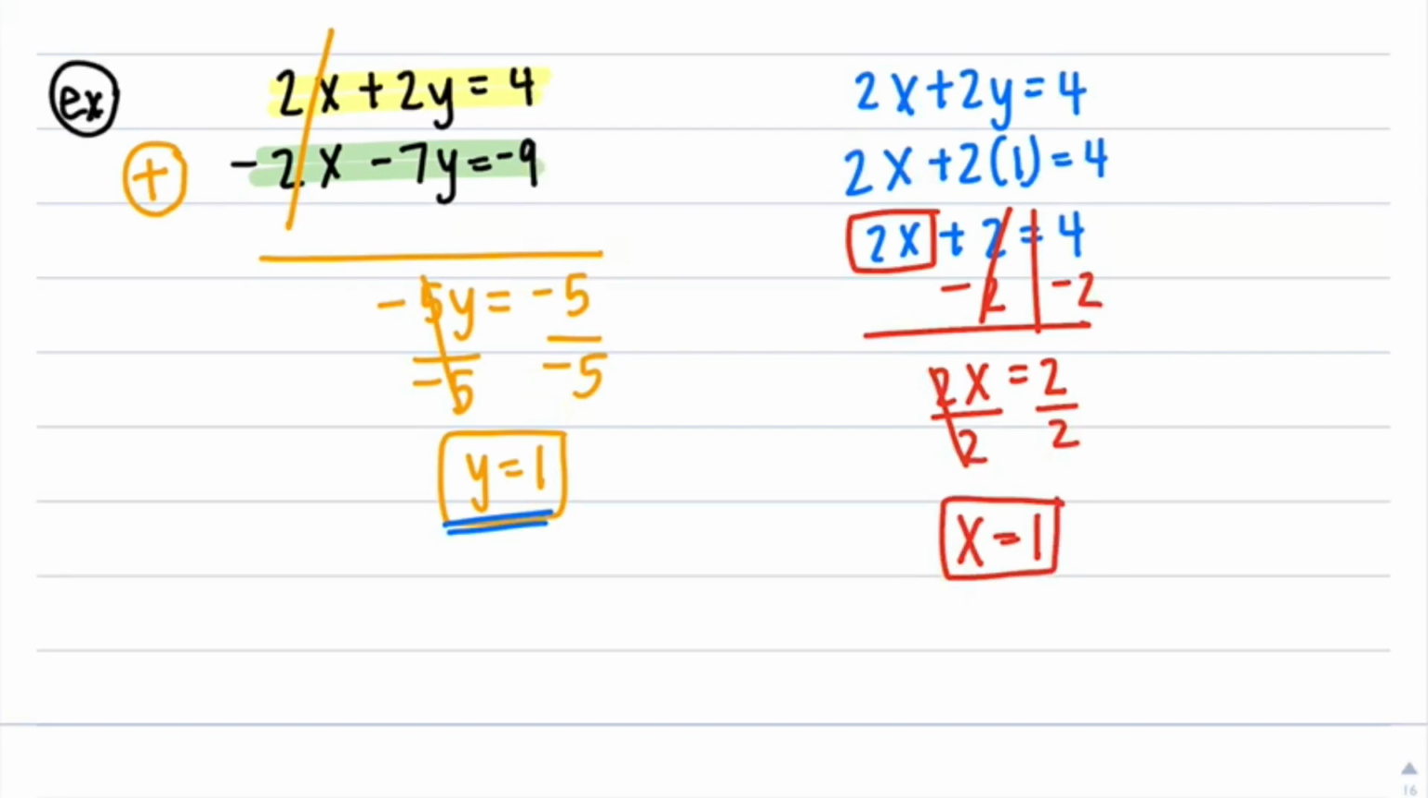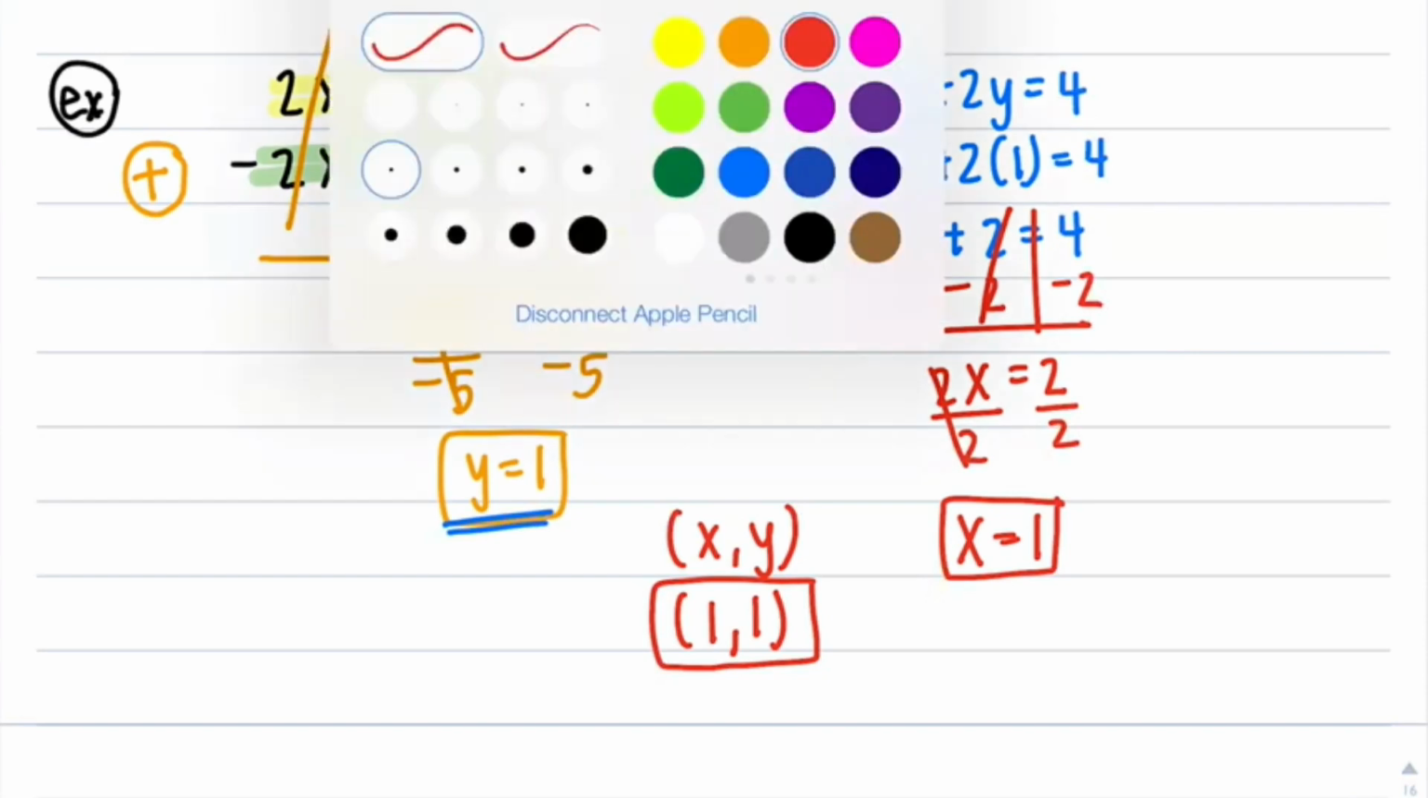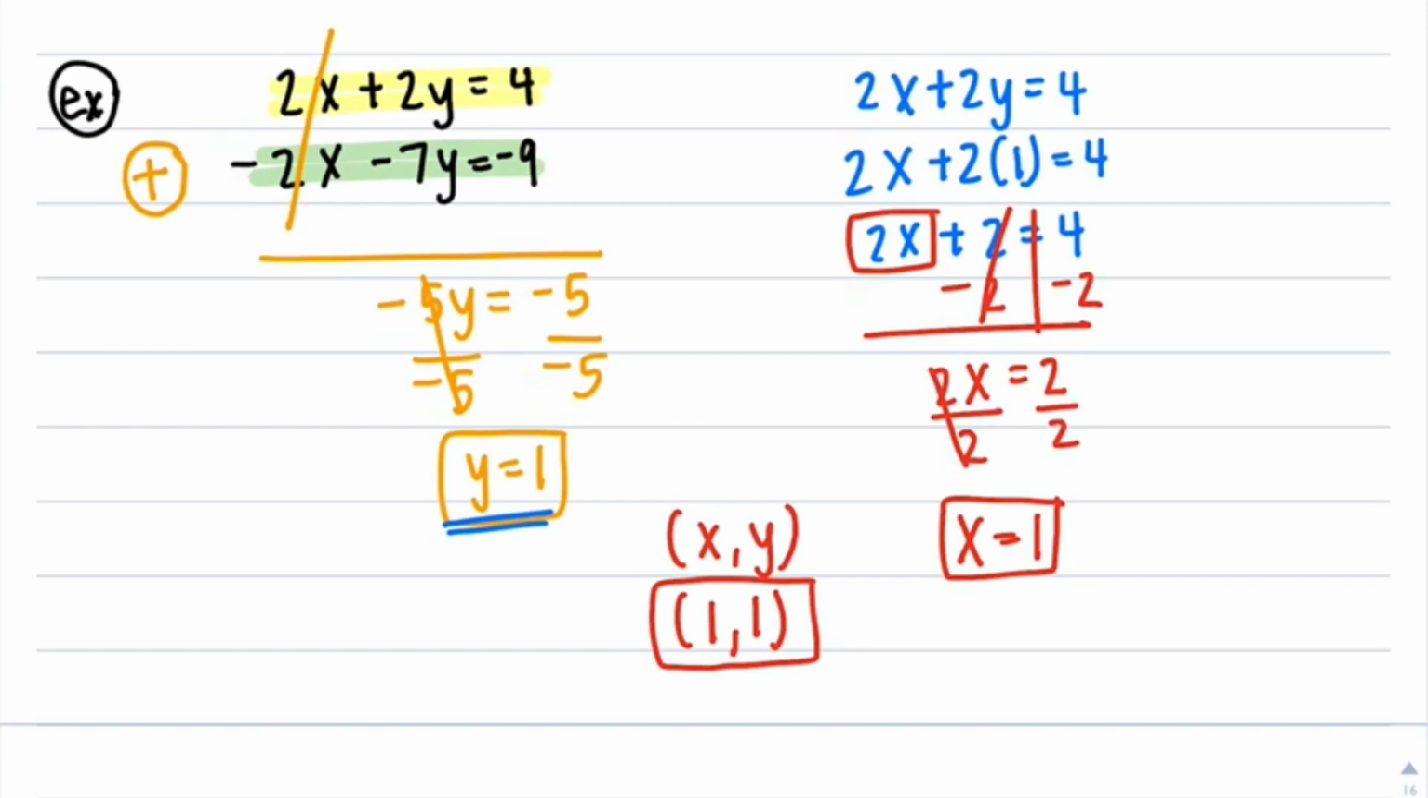All right, and then hopefully you guys remember how we represent that answer though. Remember we write it as that xy point. So in this case, x was 1 and y was 1. So our final answer here would be 1, 1. And again, that just represents the point that they have in common. All right, so that's what we looked at.